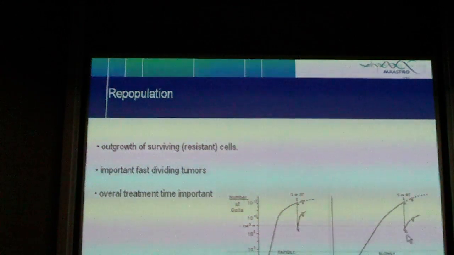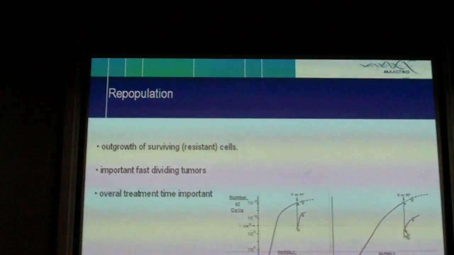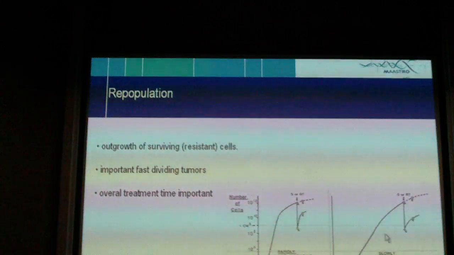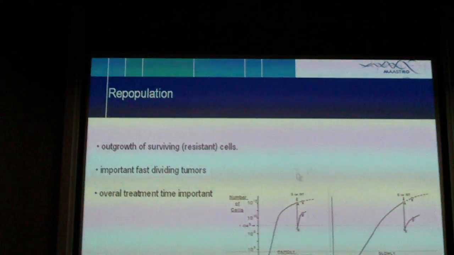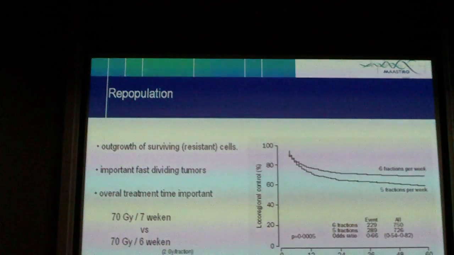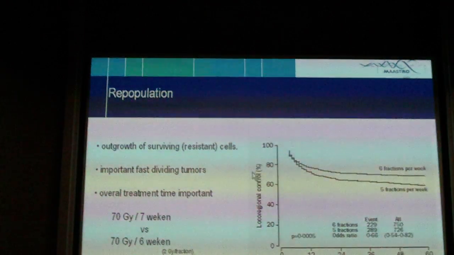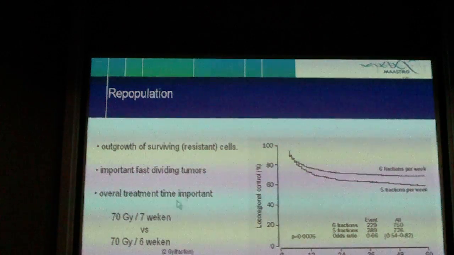While for slowly proliferating tissues, you irradiate, you get cell kill, they grow back at the same speed as the initial growth. So your repopulation is very important for these fast growing tumors, because the tumors can grow even faster. The overall treatment time is important.